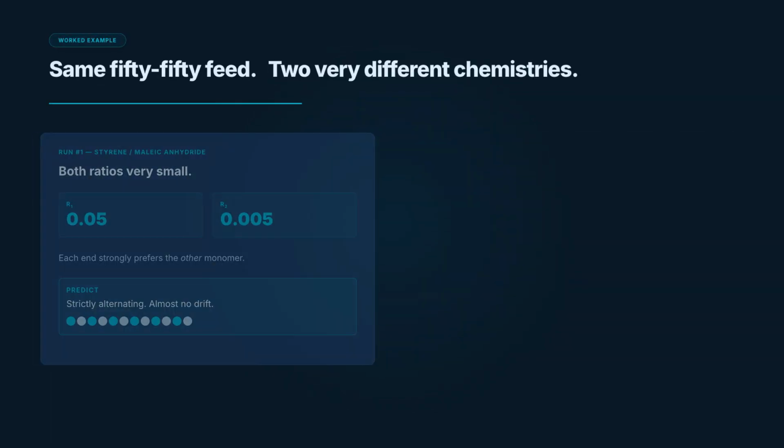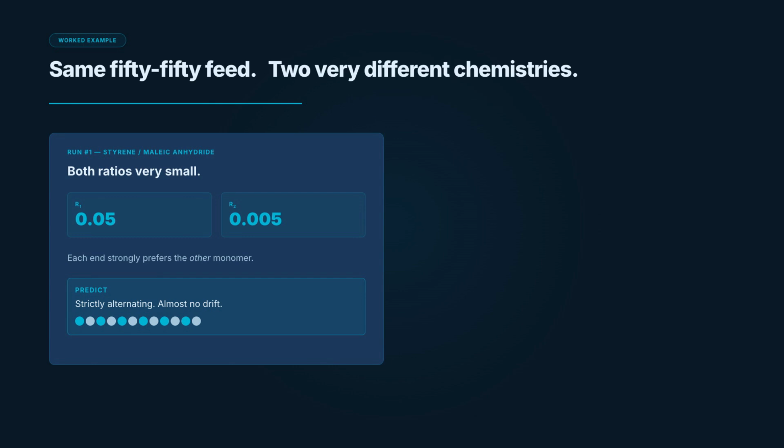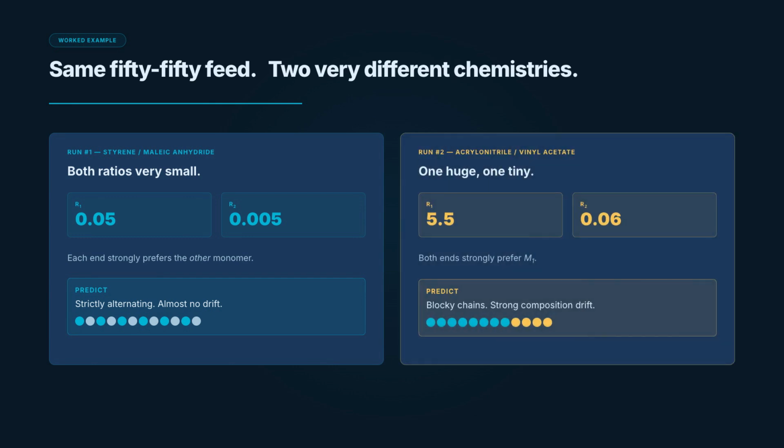Let us compare two real systems, both at 50% feed. First, styrene and maleic anhydride. R1 is 0.05, R2 is 0.005. Both small. Predict. Strictly alternating. Almost no drift. Second, acrylonitrile and vinyl acetate. R1 is 5.5. R2 is 0.06. One huge, one tiny. Predict. Blocky chains with dramatic composition drift.